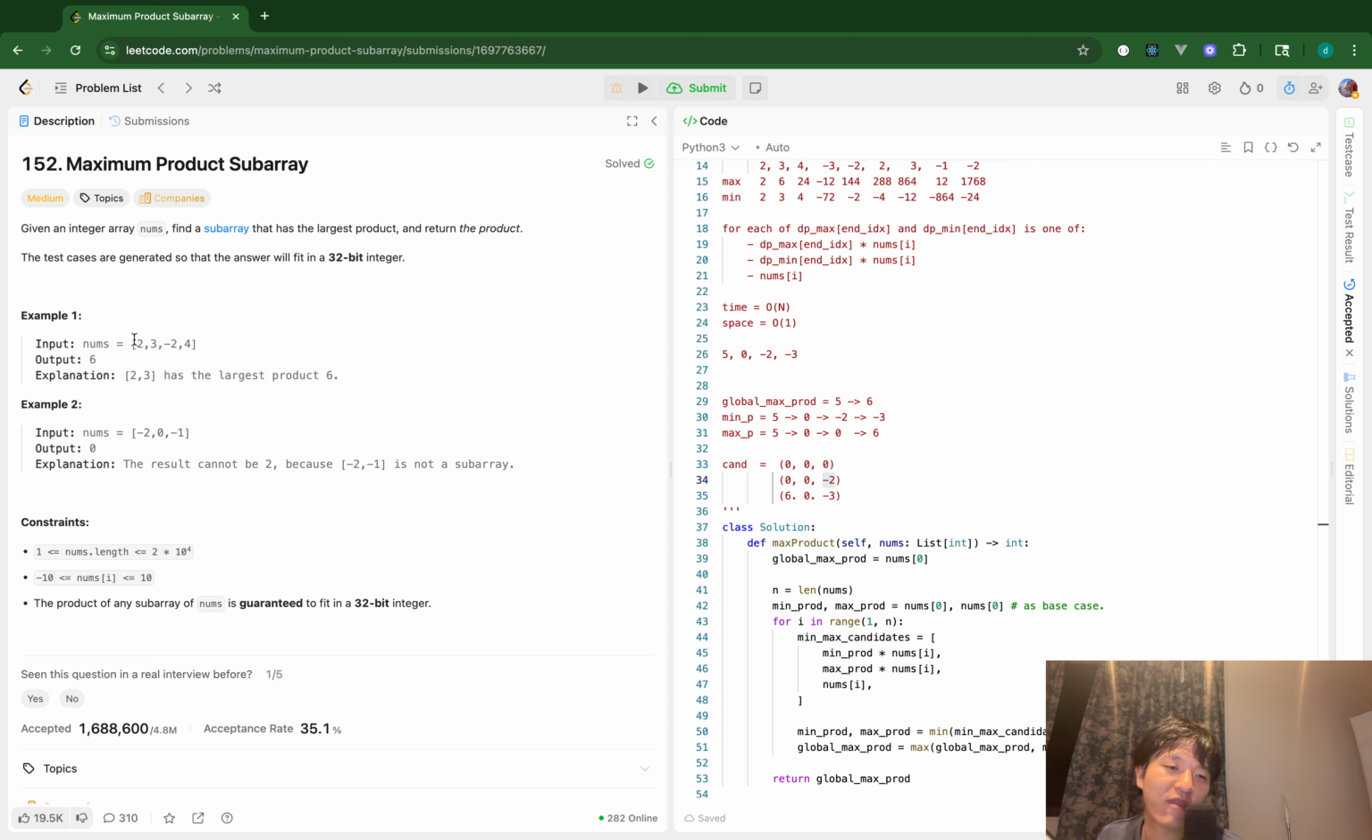The candidates of min or max product of index I should be nums I, or nums I times min of the previous one, or nums I times max of the previous one. Yep. So I compare these three numbers and I get min product and max product which end with index I. Okay, that's the basic approach I can use.